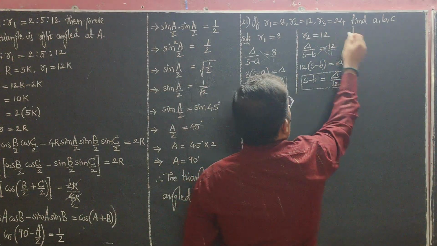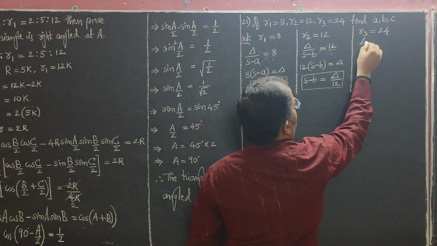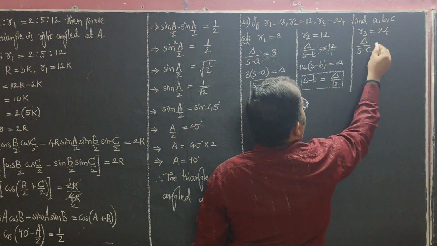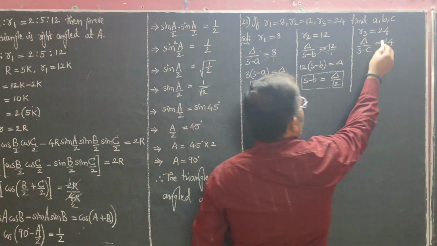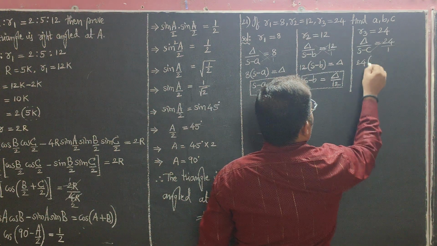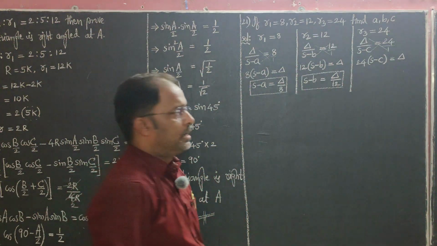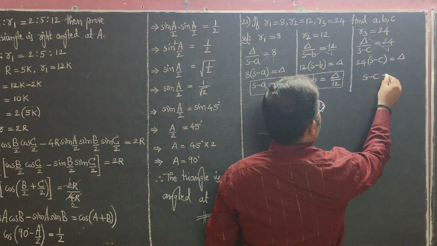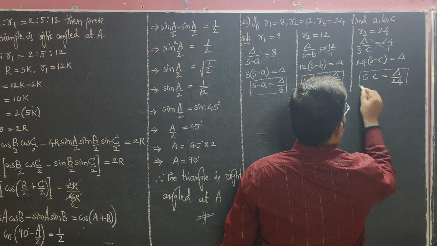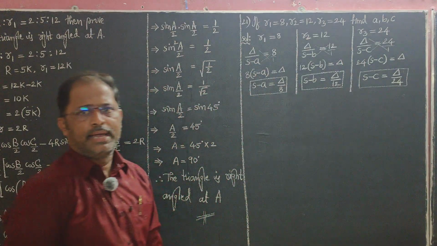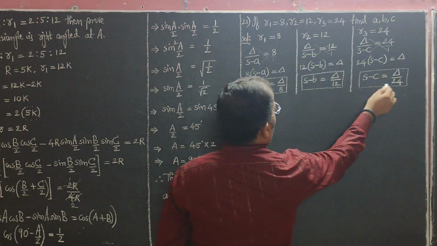And next, from r3, what is r3? R3 equals 24, given, and the r3 formula we know already, delta by s minus c equals 24, means 24 by 1, and cross multiplication is 24 into s minus c equals delta into 1, delta. Clear, and the s minus c answer is delta divided by 24. So s minus a, s minus b, and s minus c. Okay, right. See, so equation 1, equation 2, equation 3.